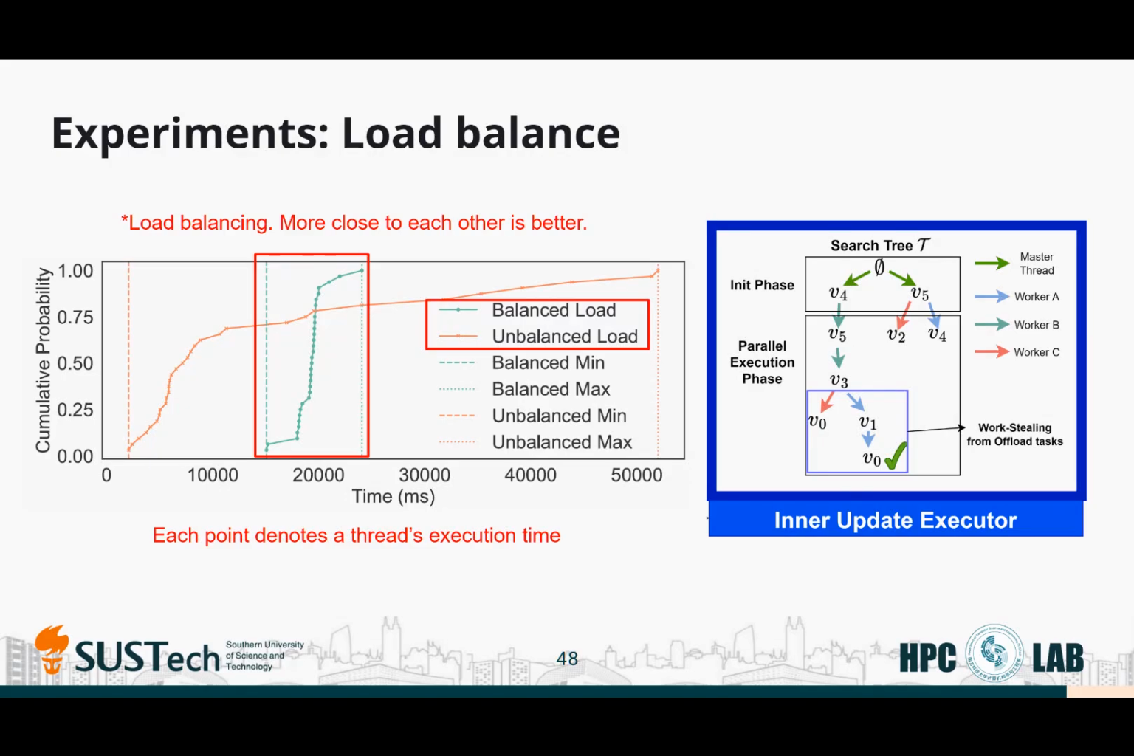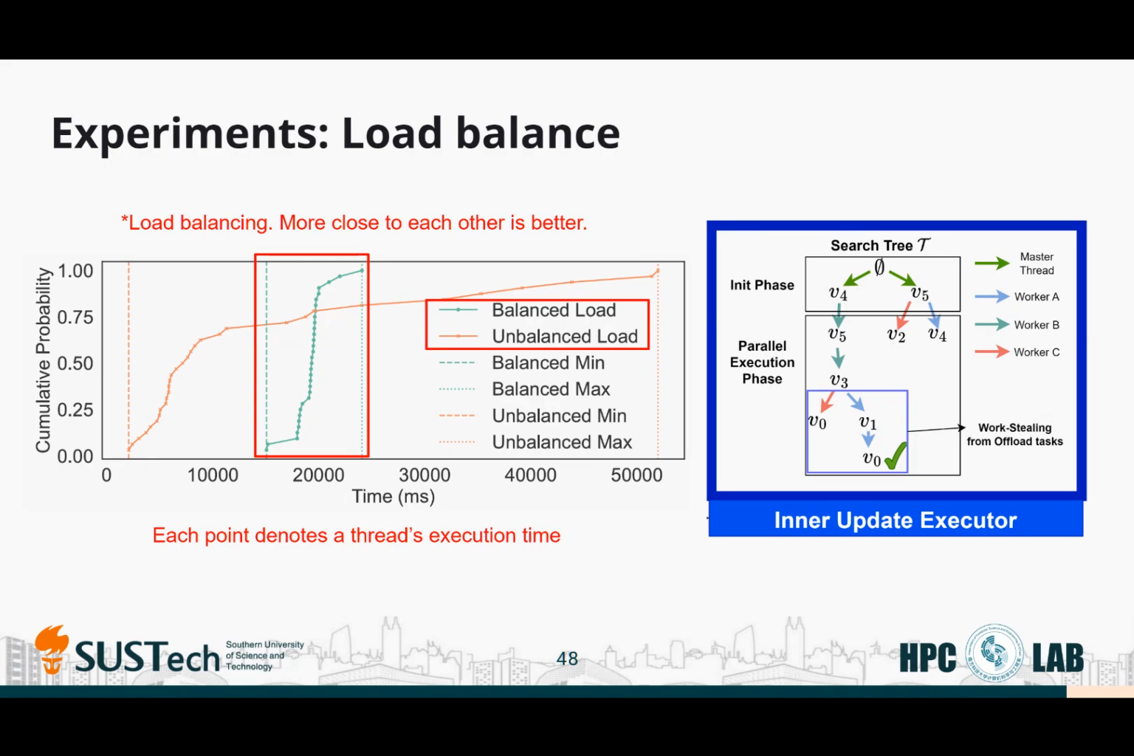So the green dot here in the figure shows one thread's computation time in the update streams. You can see the balanced load that has the work stealing implementation. The minimum execution time of one thread is like 15 seconds, while the maximum is like 25 seconds.